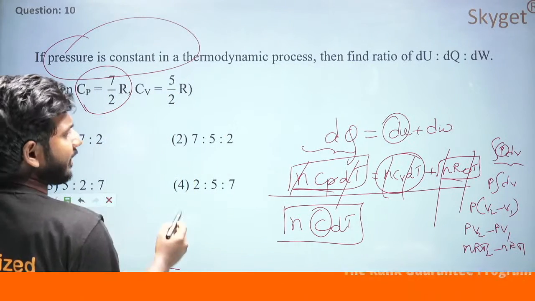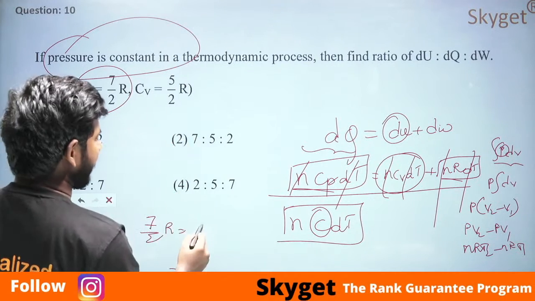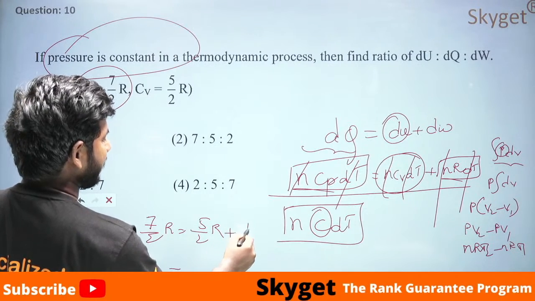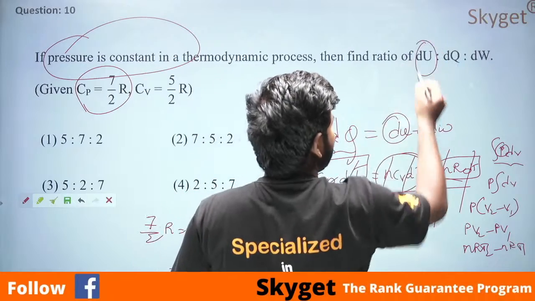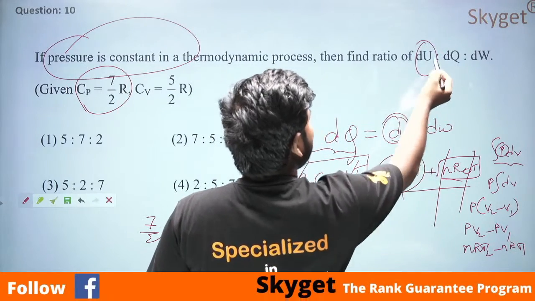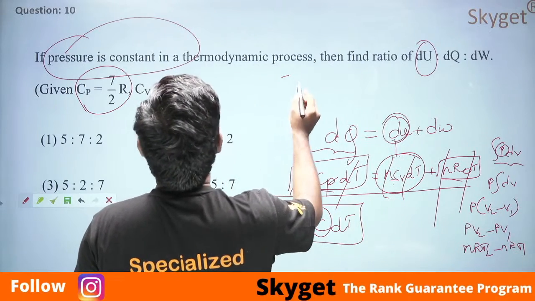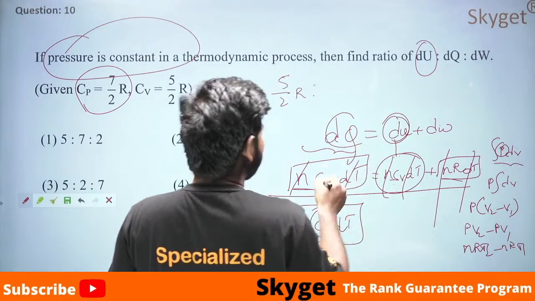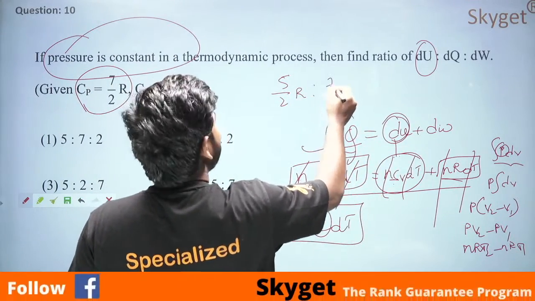Cp is given 7 by 2 R. Cv is given 5 by 2 R. He has given plus R here. So what is dU, students here? dU is related to Cv here. So Cv is 5 by 2 R is to, what is dQ here, students? Cp here. Cp is related to dQ here, students. So it will be 7 by 2 R.